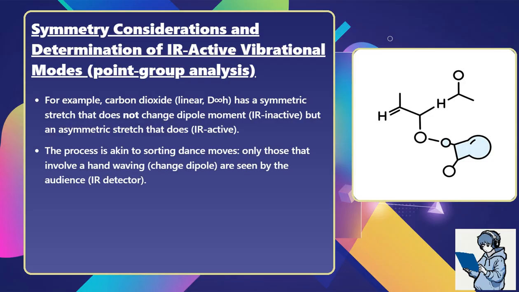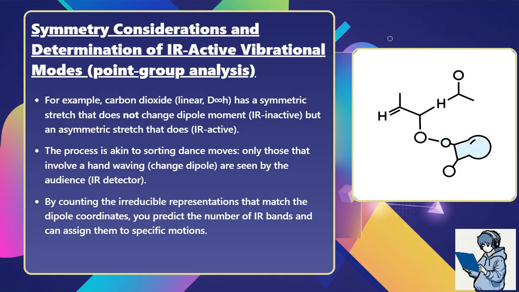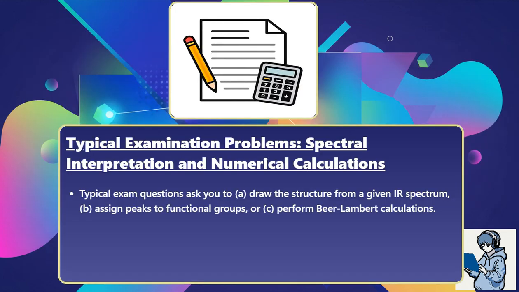The process is akin to sorting dance moves. Only those that involve a hand waving, a change in dipole, are seen by the audience, the IR detector. By counting the irreducible representations that match the dipole coordinates, you predict the number of IR bands and can assign them to specific motions. Typical exam questions ask you to A. draw the structure from a given IR spectrum, B. assign peaks to functional groups, or C.